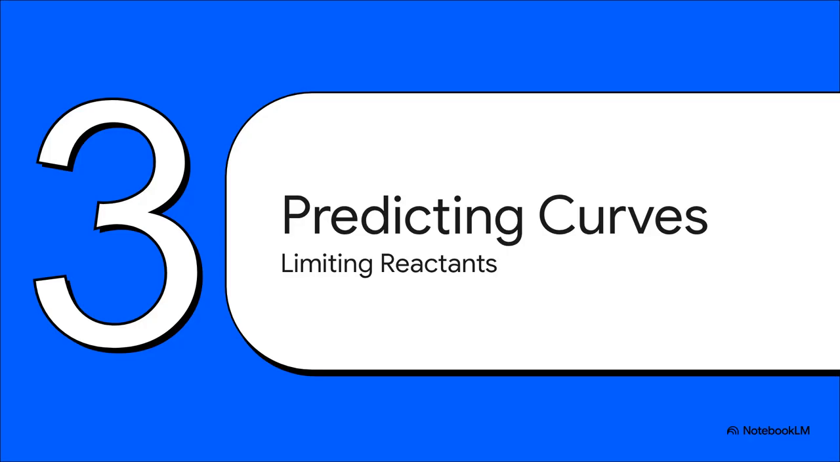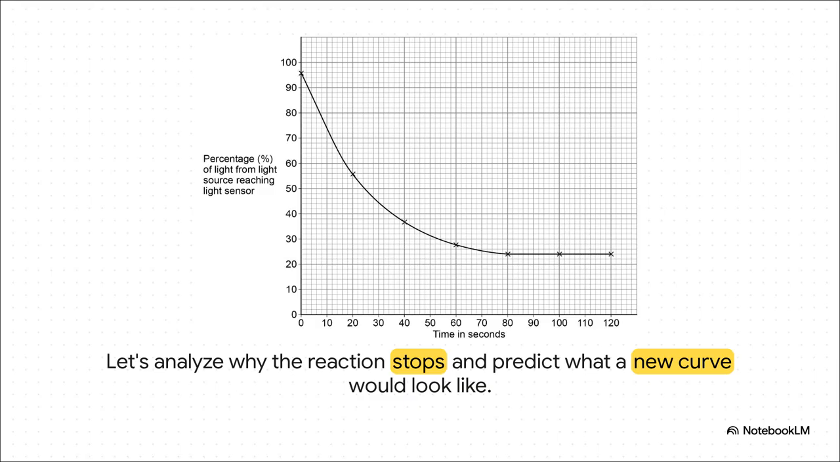Now it's time to predict how it might change. This next bit tests our understanding of what's really controlling the reaction. We're back to our graph. Just take a look. See how it goes completely flat after about 80 seconds? Why do you think that happens? And what would the curve look like if we, say, doubled the concentration of the sodium thiosulfide?